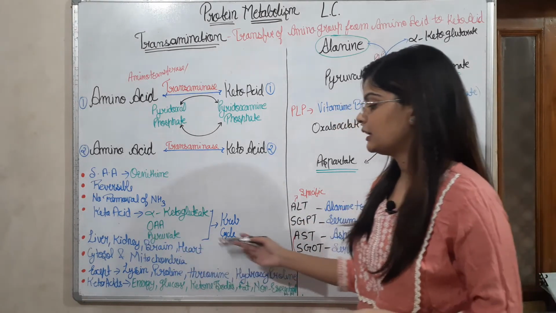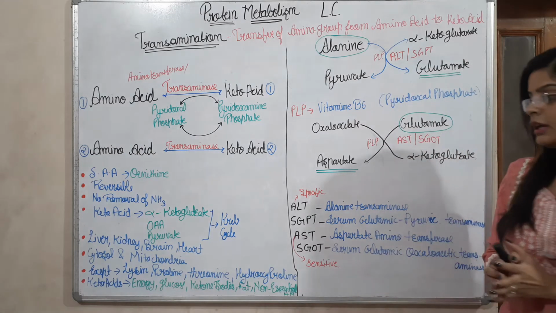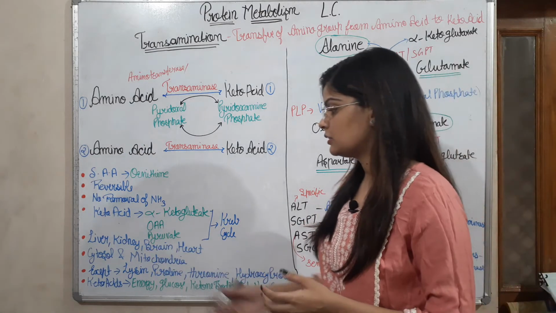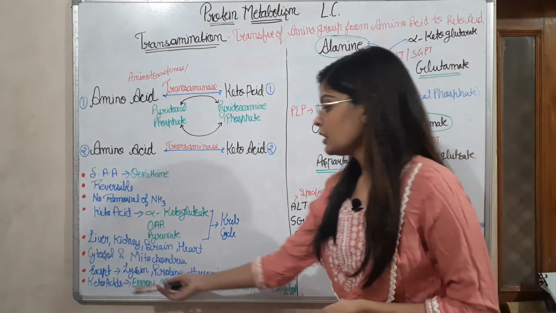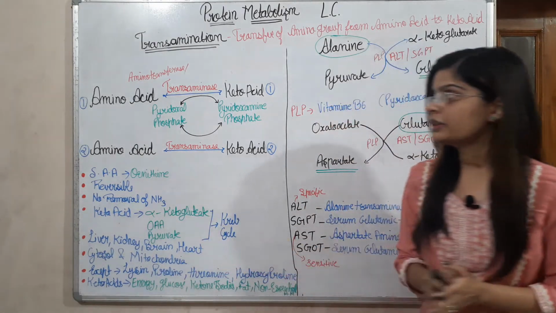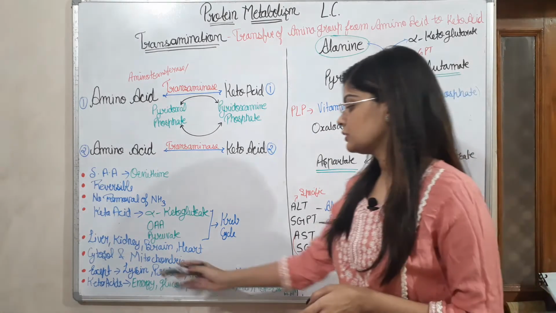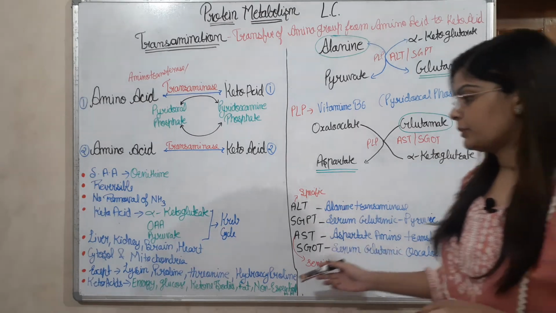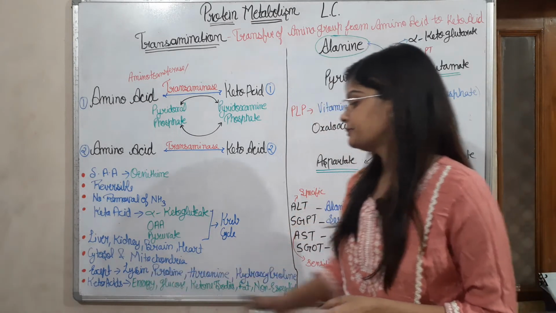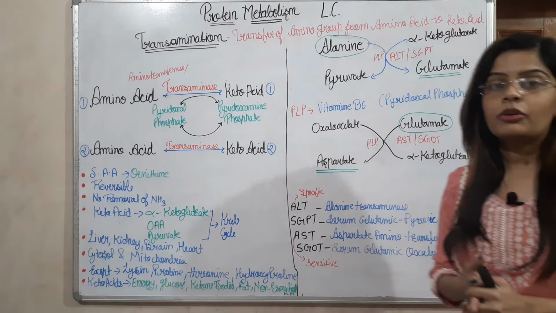This process goes on in the liver, kidney, brain and heart, in all of the tissues, in the cytosol and the mitochondria. All the amino acids undergo the transamination process except lysine, proline, threonine and hydroxyproline.